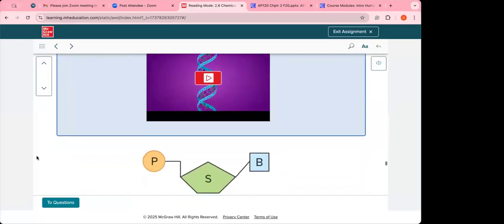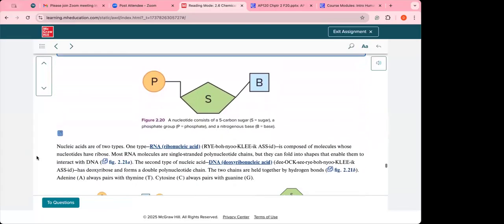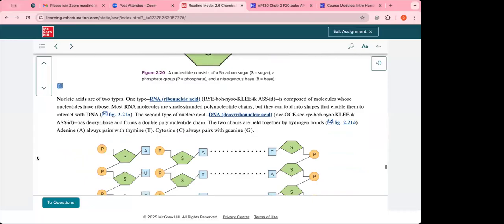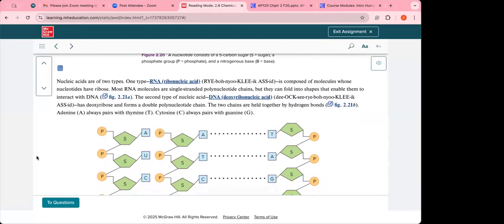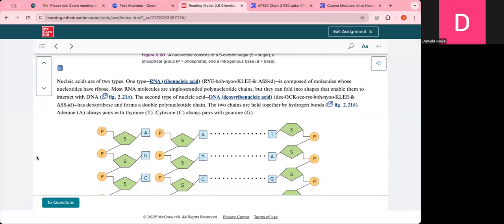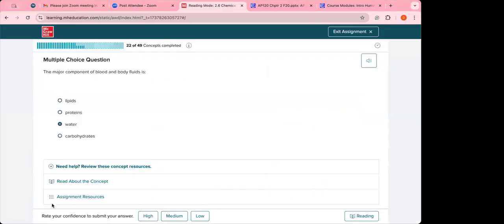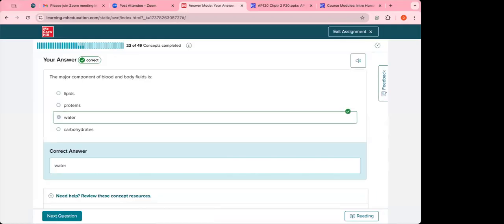Nucleic acids form protein synthesis. Let me see if I can see if it says. I think it's probably water. I think you're right. Let's try it and see. I don't see anything else that it could be. Okay, let's continue.